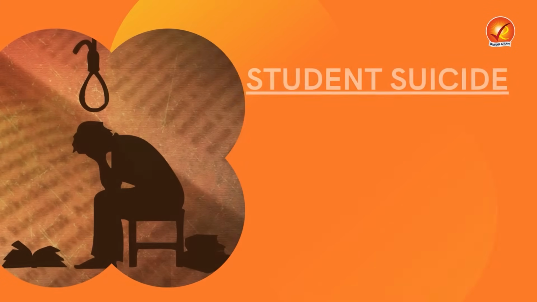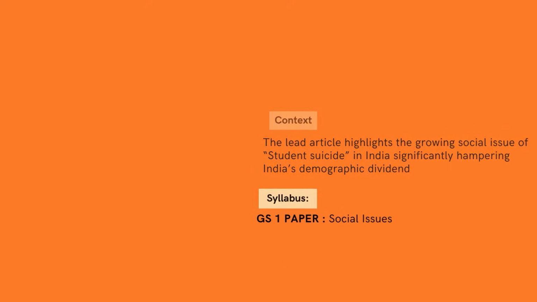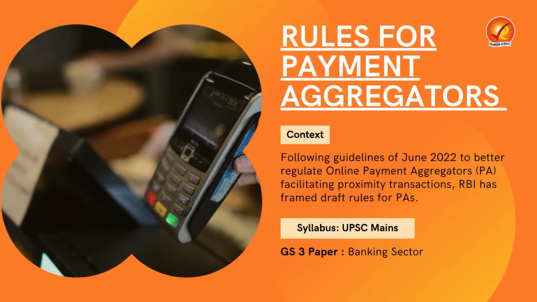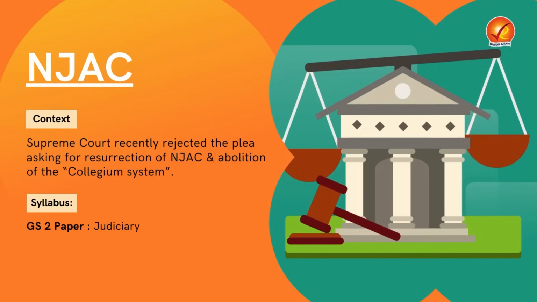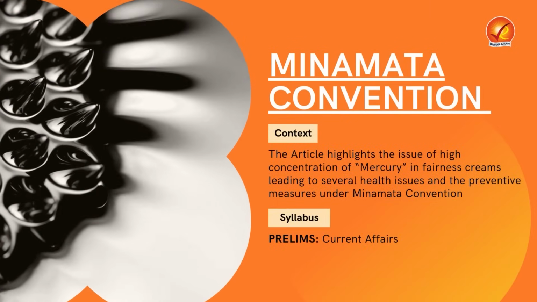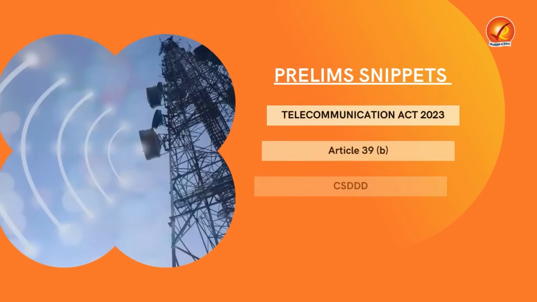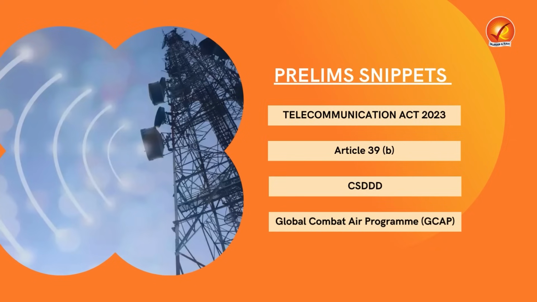In the second article, we will inquire about the causes of student suicide in the country, followed by the third article where we will try to understand the new rules for payment aggregators. Then in the fourth article, we will read about the National Judicial Appointment Commission which has resurfaced in the news. And finally in the fifth article, we will study about the Minamata Convention. Towards the end, there will be news snippets especially curated for you to help you excel in the upcoming prelims examination, so stay tuned.